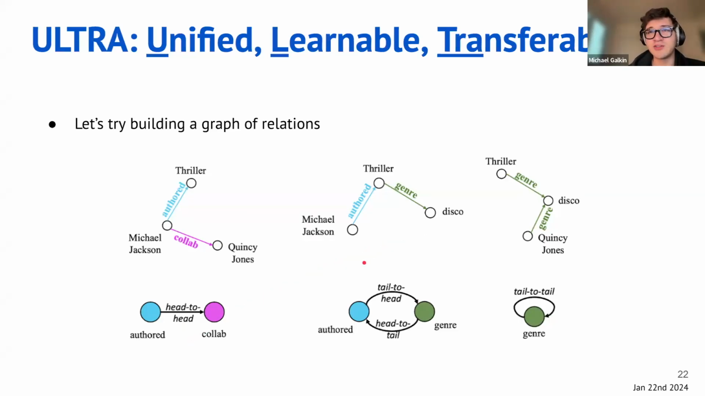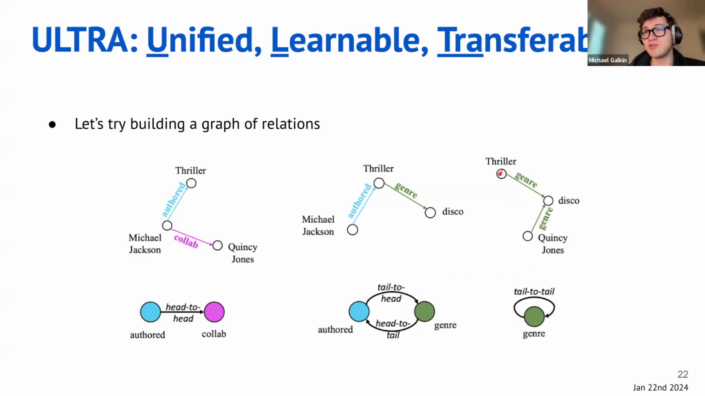Similarly, we can derive, for instance, tail to head. So if we know that Michael Jackson authored Thriller and Thriller is of genre disco, debatable question, but we keep it like this, it's a genre disco. So again, authored has a tail, some node. We're not interested in which node, we're just interested that this node exists. Some node, which is a head of another relation. So that's why we put the tail-to-head edge type between those in the graph of relations.